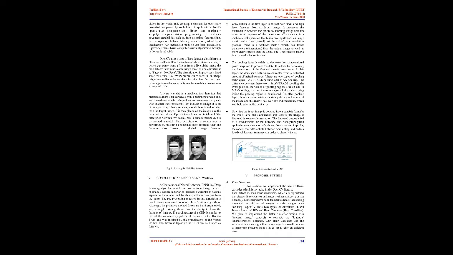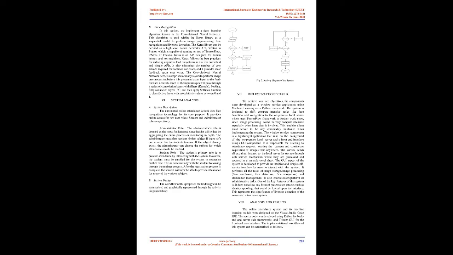To analyze an image or a set of images using Haar cascades, a scale is selected smaller than the target image. It is then placed on the image, and the mean of the values of pixels in each section is taken. If the difference between two values passes a certain threshold, it is considered a match. Face detection on a human face is performed by matching a combination of different Haar-like features, also known as digital image features. 4. Convolutional neural networks.